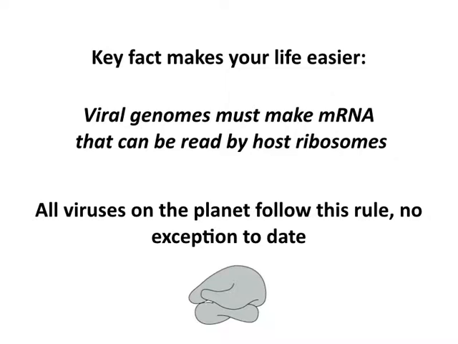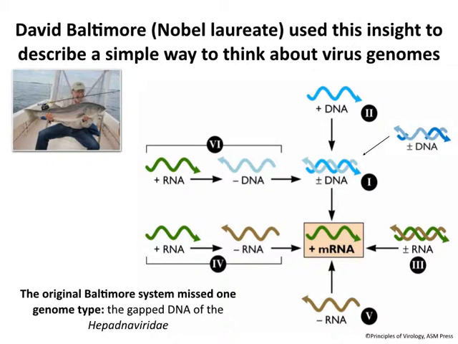Now, it could be that we'll find a virus one day that encodes a translation system, but we haven't done that yet. So right now, remember, all viruses have to make mRNA. And this, by the way, is a ribosome. It turns out it looks like a turkey, which was pointed out to us a long time ago. So we call them flying turkeys. You'll see them in some of the pictures.